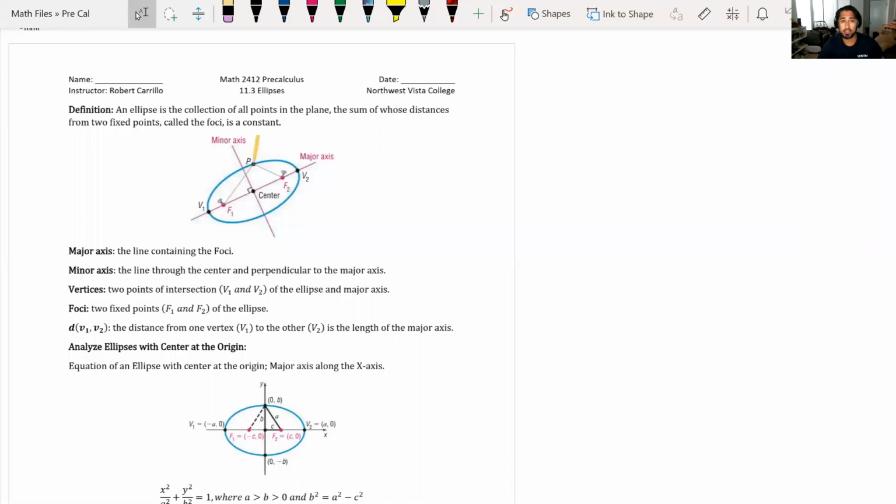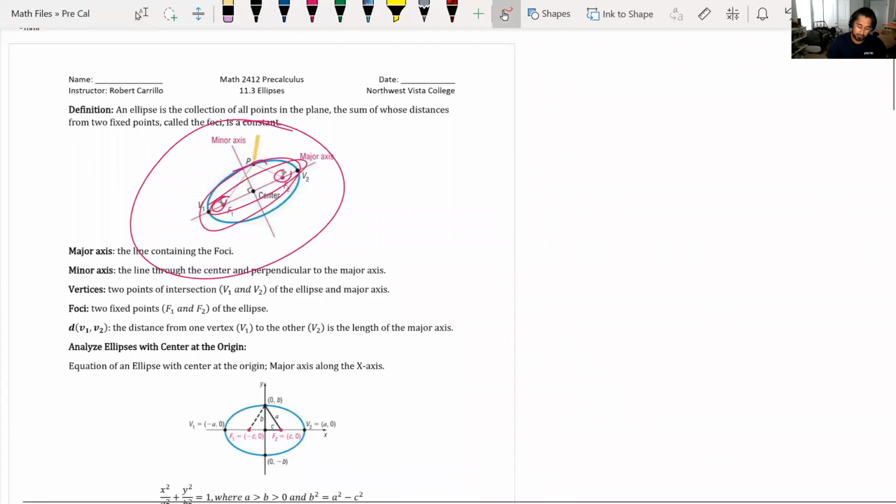The definition of an ellipse is the collection of all points in the plane, the sum of whose distances from two fixed points called the foci is a constant. You see the little image there. If you have your foci plotted on a coordinate plane, and you wrap a string around them and trace with a pencil, you will create the graph of an ellipse. And all the distances from those two fixed points will always remain constant, no matter what. That's all that's showing you.